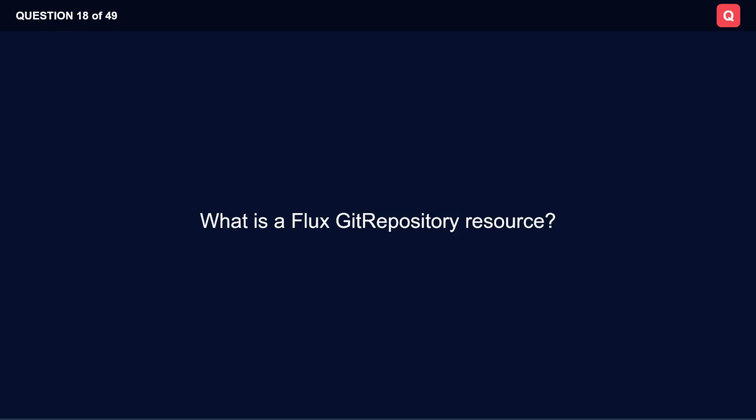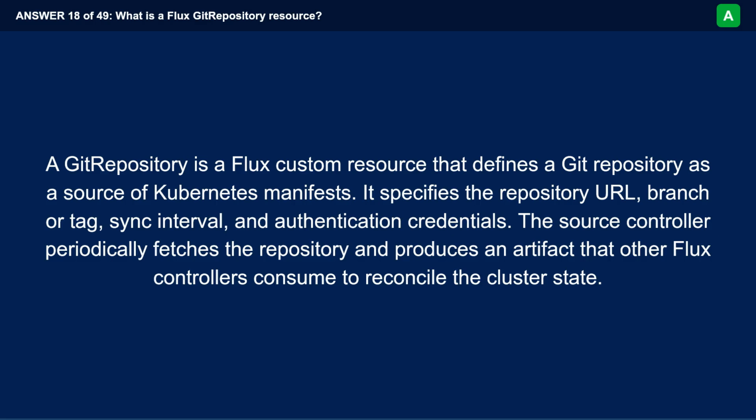What is a Flux GitRepository resource? A GitRepository is a Flux custom resource that defines a Git repository as a source of Kubernetes manifests. It specifies the repository URL, branch or tag, sync interval, and authentication credentials. The source controller periodically fetches the repository and produces an artifact that other Flux controllers consume to reconcile the cluster state.